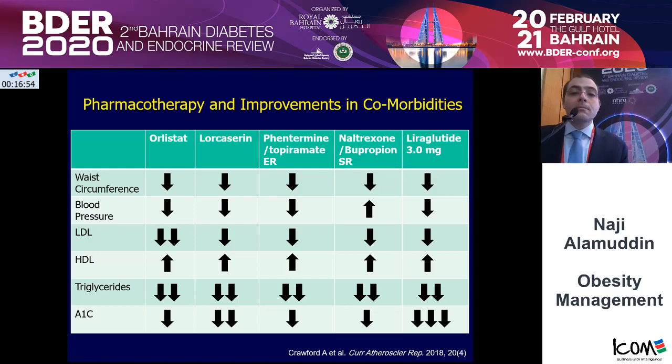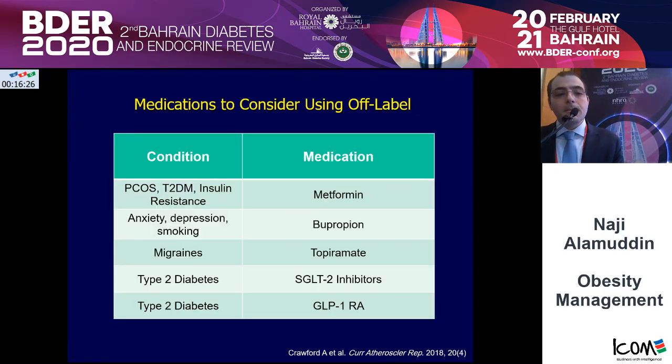Looking at the metabolic benefits. This is a paper that Andrew Crawford from Dartmouth and myself published last year, looking at the comorbidity improvements. And these medications do have benefits on comorbidities. Liraglutide will have the most effect on A1C. All of them will have benefits on cholesterol. All of them will lower your blood pressure, with the exception of naltrexone-bupropion, which can cause a transient hypertension.